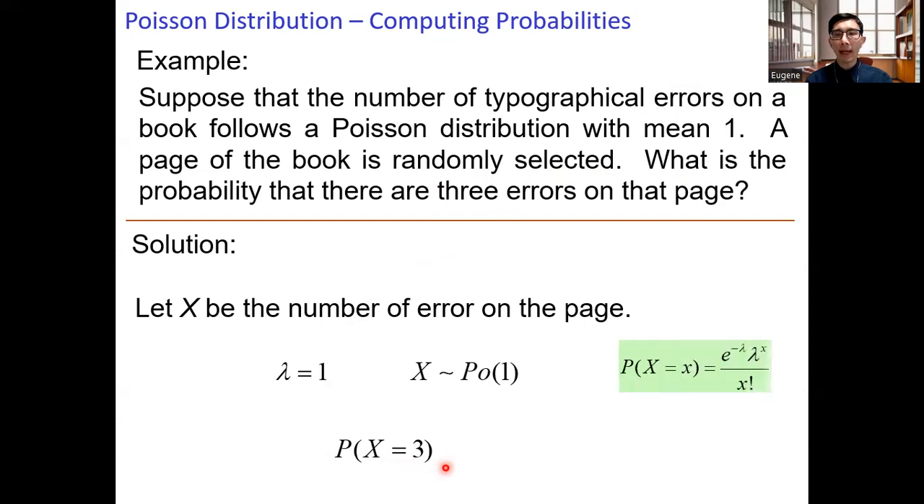Get the Poisson PMF. Substitute lambda equals 1, and here x equals 3. We get this expression, e to the power minus 1 times 1 to the power 3 over 3 factorial. Upon calculation, we get 0.0613.